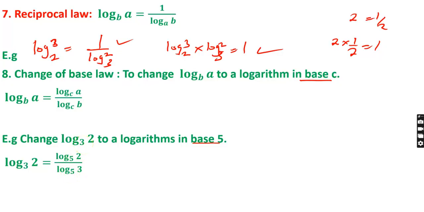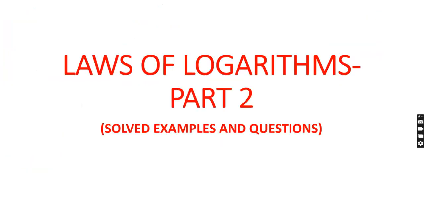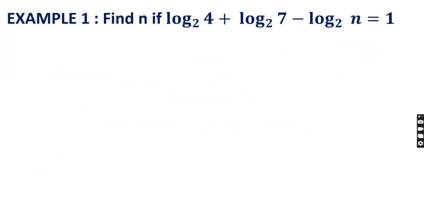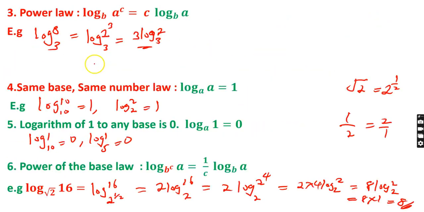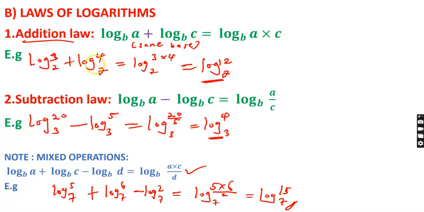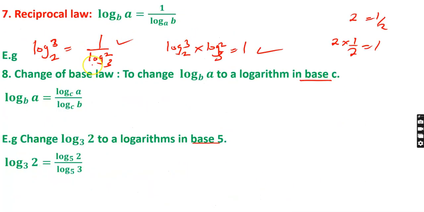Let's quickly see if we can solve 1 or 2 questions before we end the class. Look at this question here. Find the value of n if log 4 base 2 plus log 7 base 2 minus log n base 2 equals 1. This is very easy. Here we're going to apply the mixed operation law: log a base b plus log c base b minus log d base b equals this. So I'm going to apply that law to solve that question.